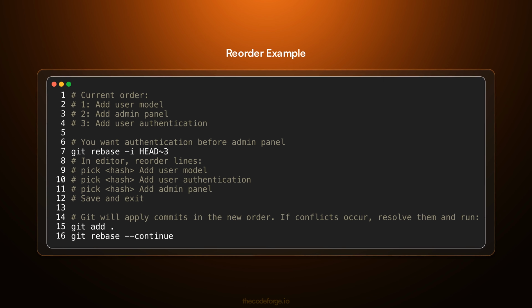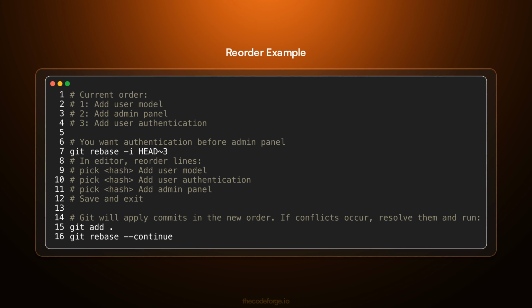Here's how to reorder commits. Simply reorder the lines in the editor. Git will apply patches in the new order. If conflicts occur, resolve them and continue.